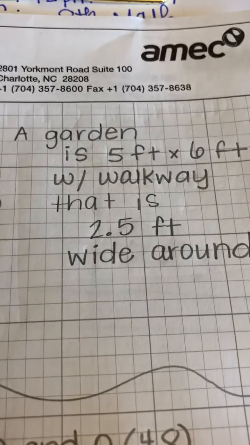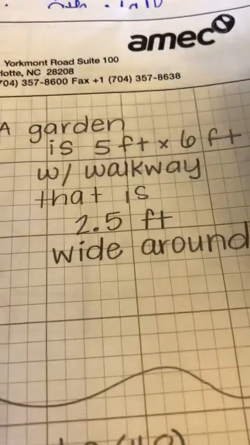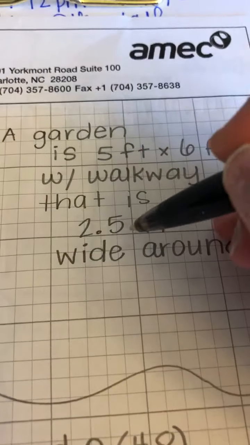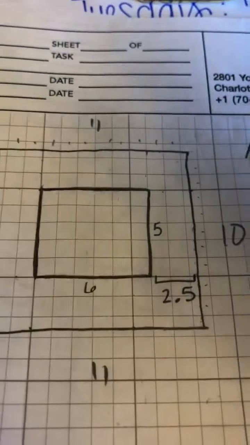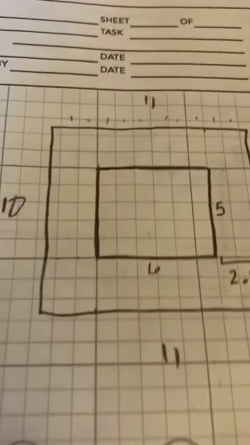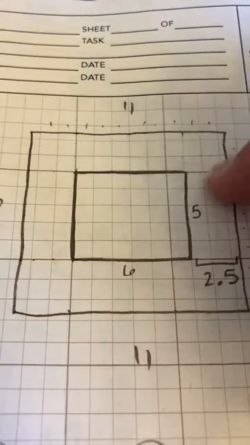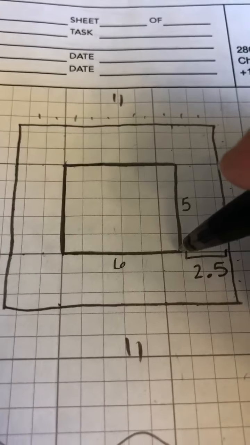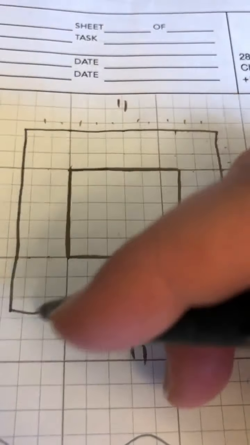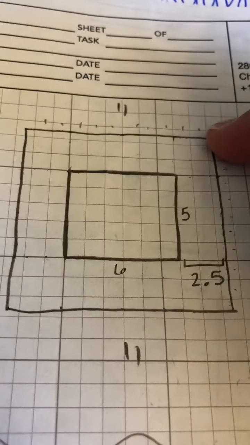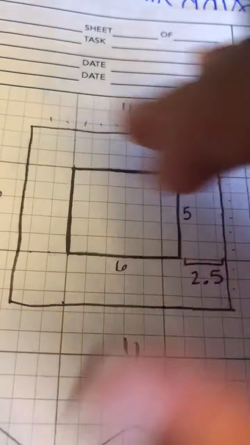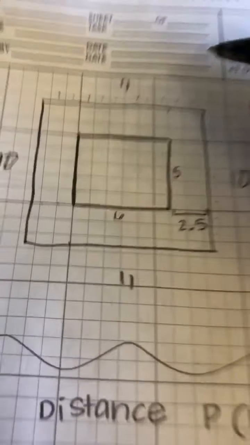But if you have a garden that's a 5 foot by 6 foot with a walkway that's 2.5 feet around, he visually showed me how he thought of this because he's an engineer. So this is a 5 by 6, and the thing to remember is it's got to be 2.5 all the way around. And then they wanted to know what the total perimeter would be for everything.